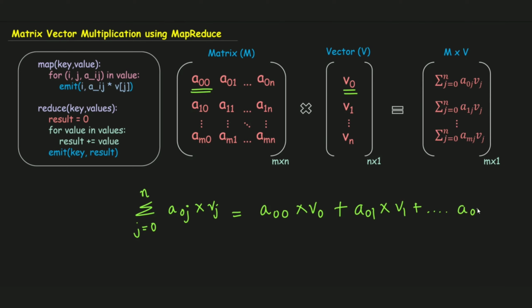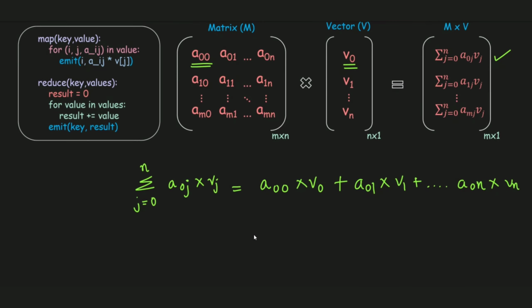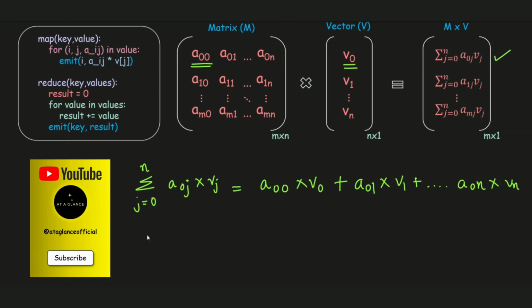Now similarly, this counter will increment until it reaches the end of the total number of elements present inside that particular row in the matrix. So the last element will be a0n. Instead of j, we will write n multiplied by vn. So this is how we are going to calculate the value associated with the 0th location in the resultant matrix.